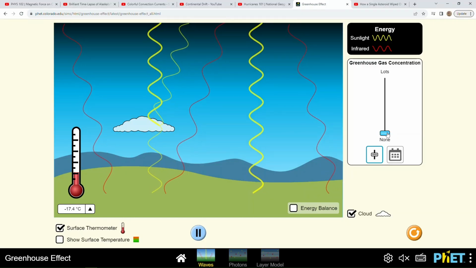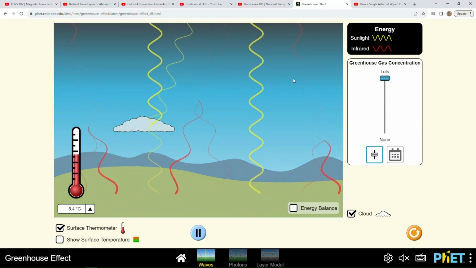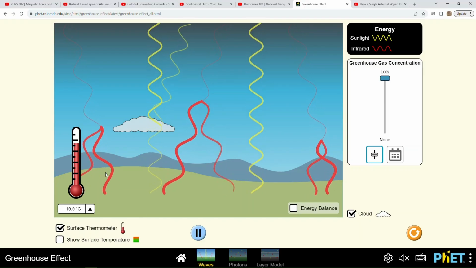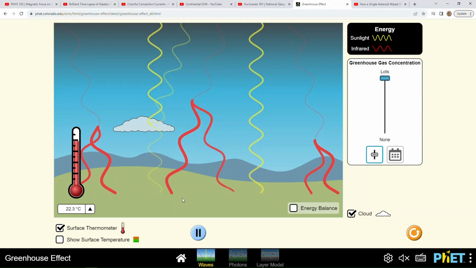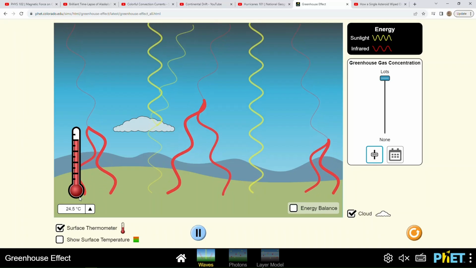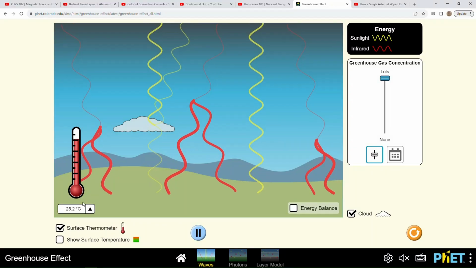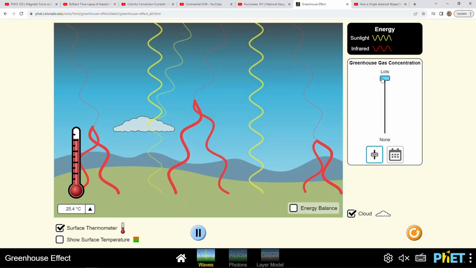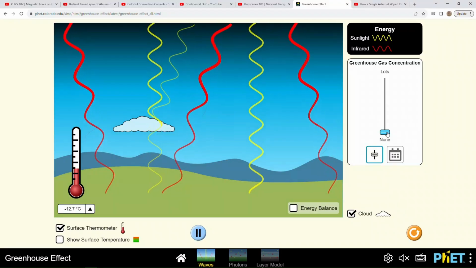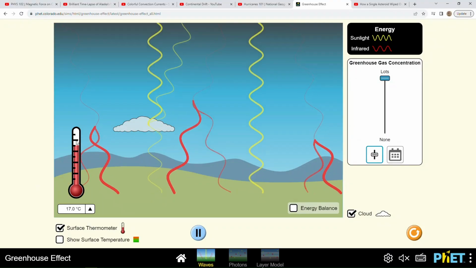And how about we go to the other extreme? If we have a lot of greenhouse gas concentration, you can see that most of the heat radiated from the surface will stay near the surface. As a result, the temperature will increase higher and higher. You may notice at the beginning, let's redo this. At the beginning, the temperature increased very fast, right?